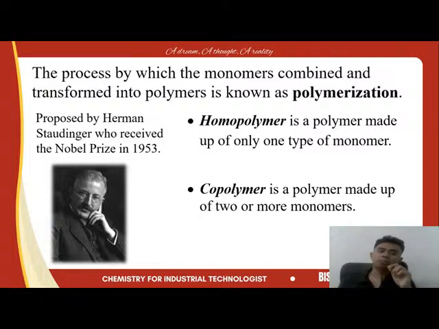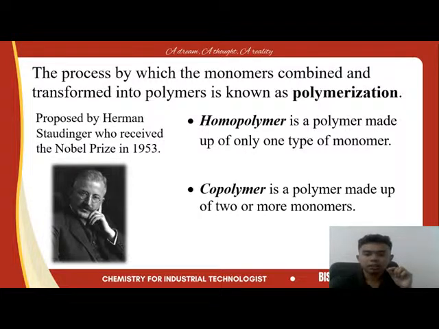Okay, next we'll proceed to the copolymer. So again, it's copolymer. The copolymer is a polymer made up of two or more monomers. So it's more than one. When the monomers are more than one, it's called copolymer. Okay, it's very understandable because of their prefixes. When we say co, that is more than one. Okay, all right. So I hope that's clear.